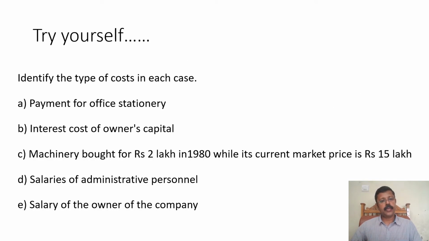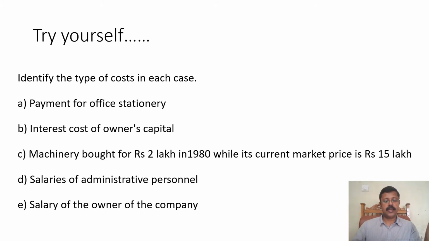And also you need to do this one. Only when you do the previous activity, you will be able to do this particular activity. Now, some examples are given. You have to identify to which category of cost this belongs to. For example, you paid for office stationery. What kind of a cost is that? That is, there is an interest cost on owner's capital. The owner has contributed capital to the business, and he is charging interest for that capital from the business. So, what kind of a cost is that?